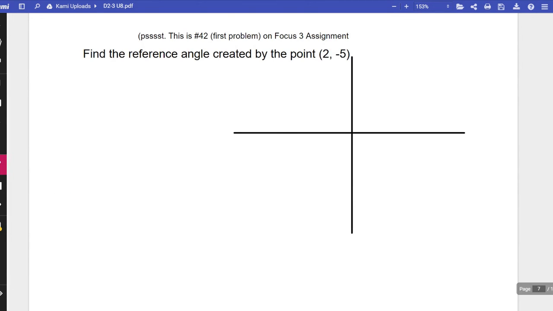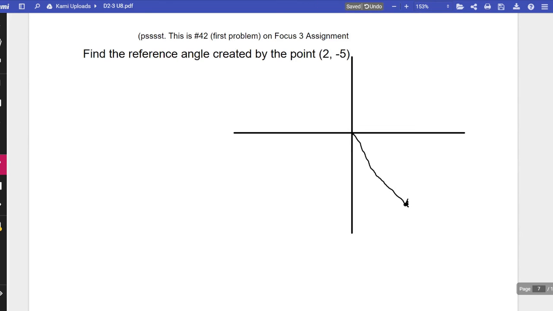Okay, we're going to find the reference angle. 2, -5. So over 2, and then -5 is down here. I can be a little bit imperfect where I'm putting this. As long as I label the side lengths what they are, it doesn't really matter. I didn't have to count it. I just know where it's going to be somewhat. I went right 2, down 5. Terminal side right there.